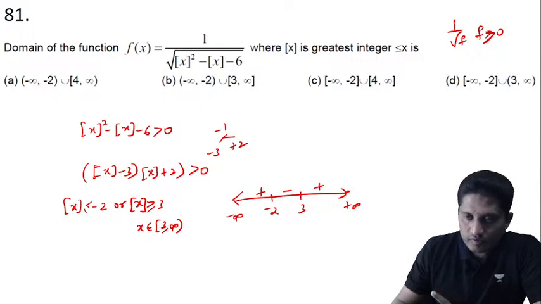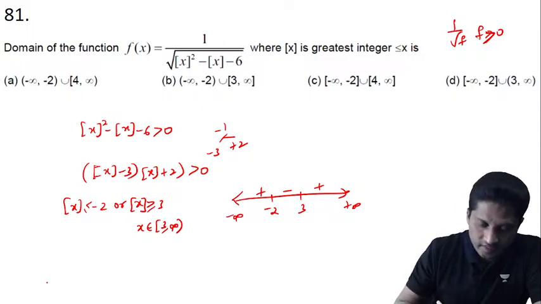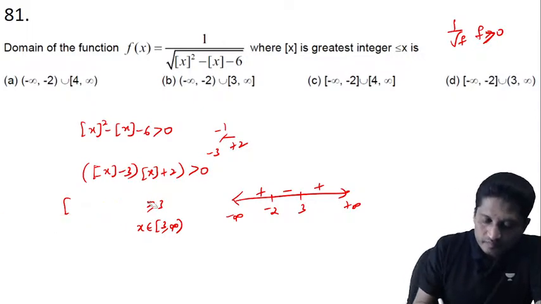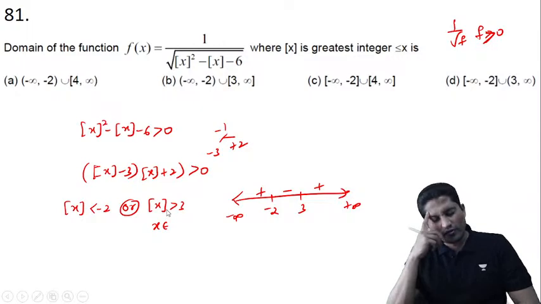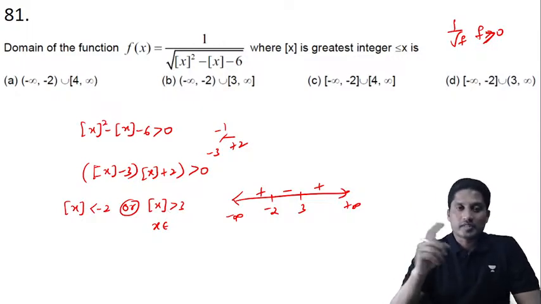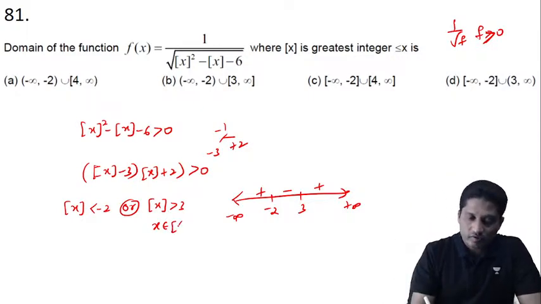Between 3 and 4, box x is 3. 3 greater than or equal to 3, it's strictly greater than, right? This should be strictly greater than 0. So this means that box x is less than minus 2 or box x is greater than plus 3. Between 3 and 4 box x is 3 only, but it should be strictly greater than 3. So closed interval 4 to infinity.